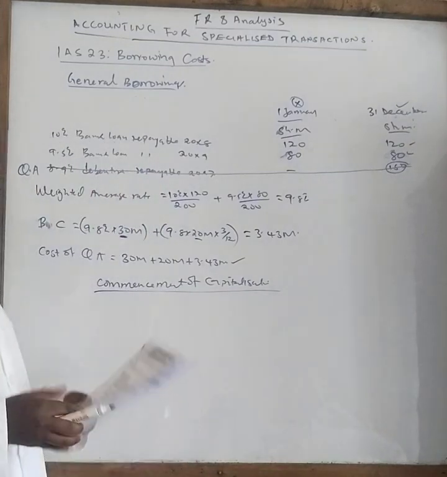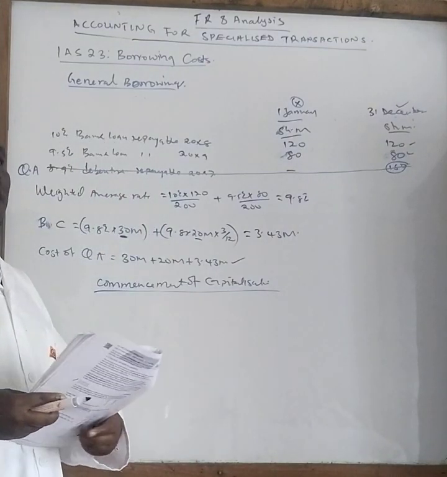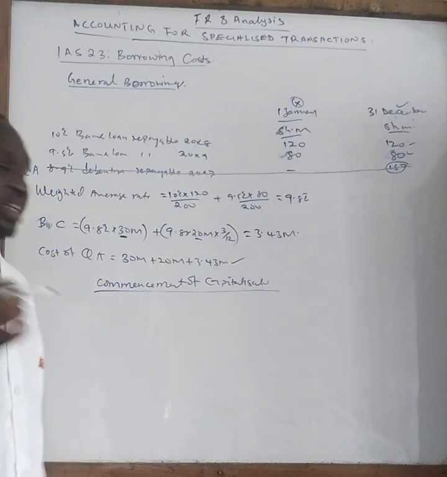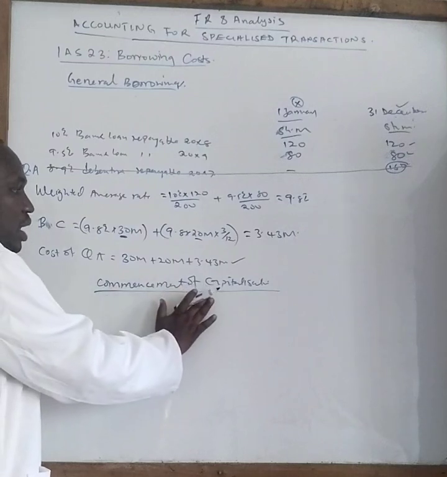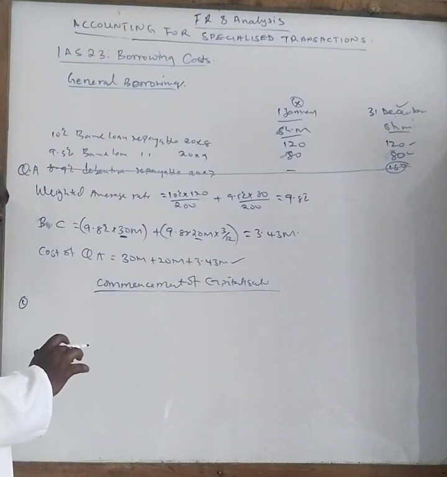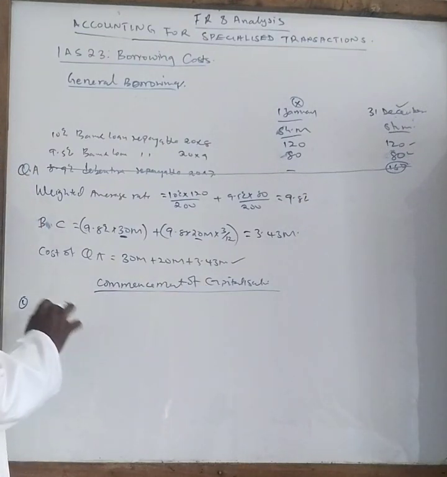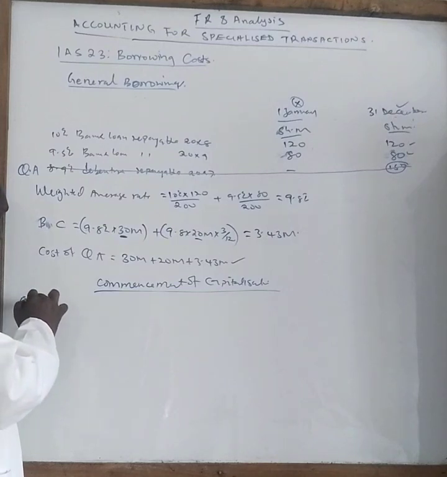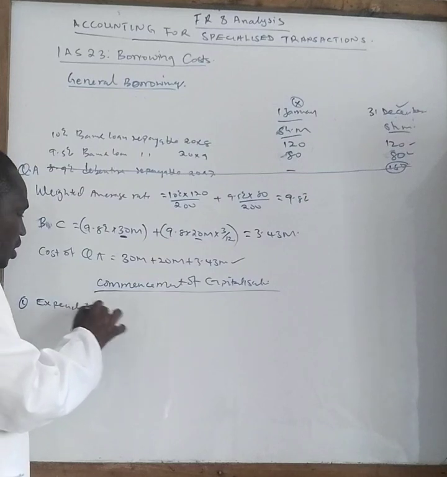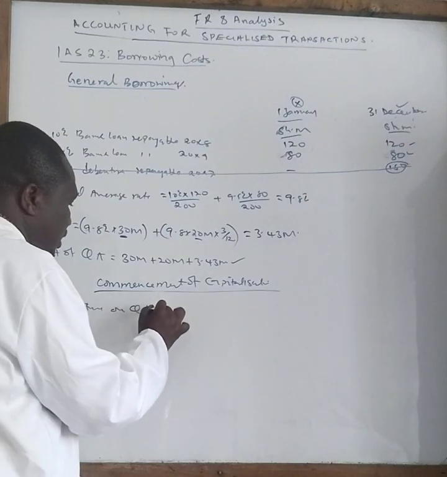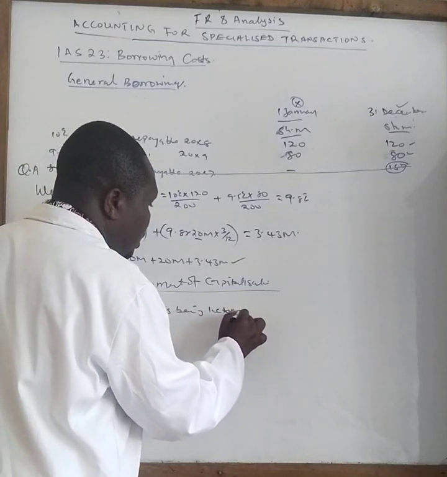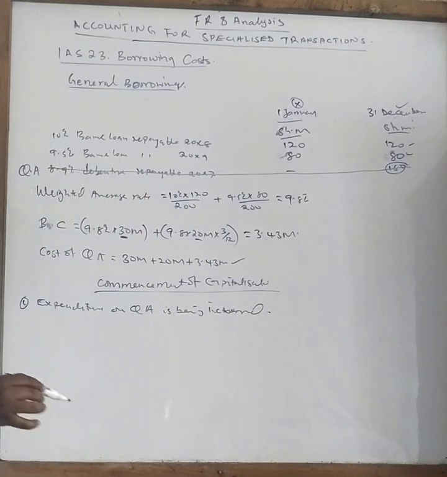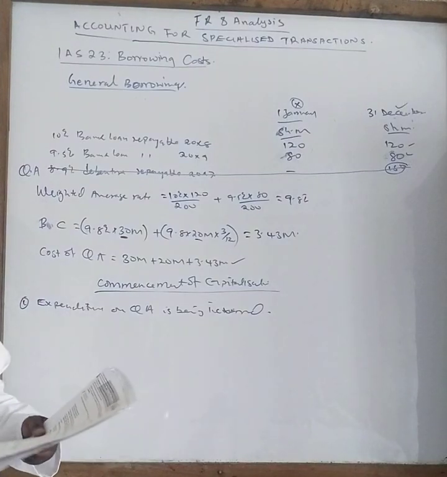For us to start capitalizing the borrowing cost, you have to meet 3 main conditions. Condition number one is that for you to treat this borrowing cost as capitalized, you have to ensure that expenditure on a qualifying asset is being incurred. So you have to prove that it is true you are incurring expenditure on a qualifying asset.